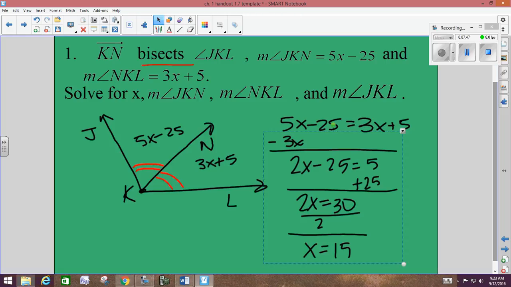But now I have to find the measure of JKN. JKN. What do I do? What's that 15 represent? X. So do I want to set this equal to x or plug it in for x? Plug it in for x, right? Okay, what's 5 times 15?